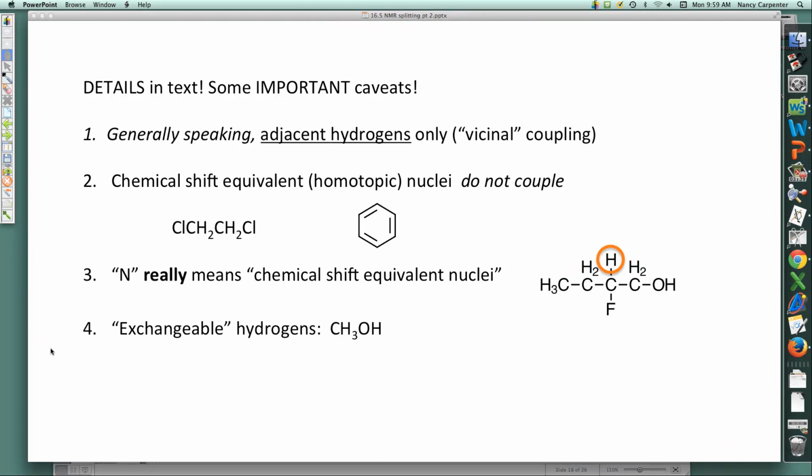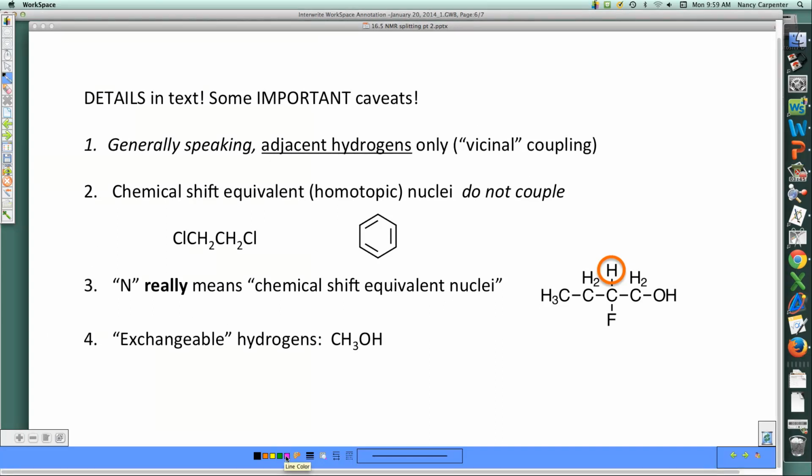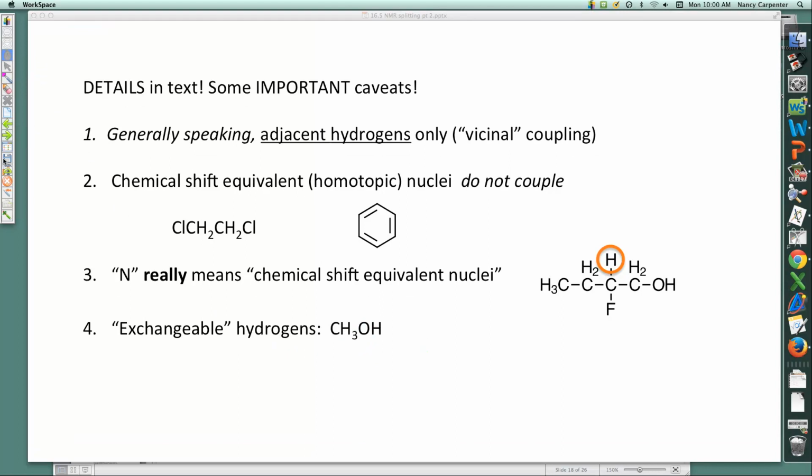Now, the book covers exchangeable hydrogens in good detail. I just want to point it out as an important caveat that even though these 2 are neighbors, and you might look at this and think, well, the methyl is going to be a doublet and the hydroxy is going to be a quartet, it's 2 singlets, because that hydrogen is rapidly exchanging with other molecules of methanol in the NMR tube or beaker or whatever. So that hydrogen is not bonded to the oxygen long enough and strong enough for those 2 neighbors to actually talk to each other and couple. So exchangeable hydrogens, no coupling.